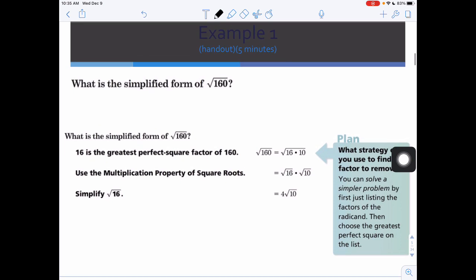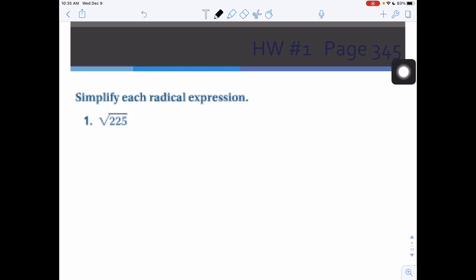However, the book, of course, does it the quick way. They just say 160 is 16 times 10, break it apart. Square root of 16 is 4, leave the square root of 10. Now I would like you to try number 1 on page 345, simplify the radical expression square root of 225. I recommend doing a factor tree. Now this one's not even, but it does end in a 5, which should give you a hint as to what you can divide by.